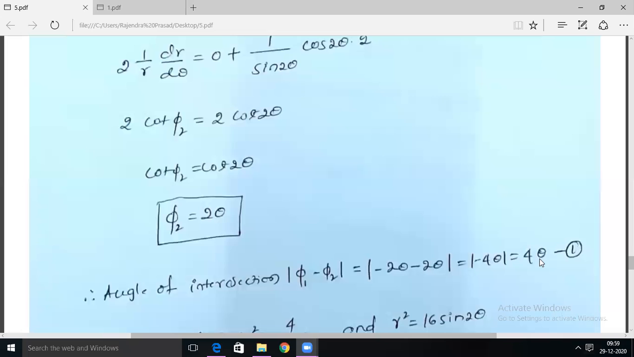Because we have to cancel the theta from the phi 2 minus phi 1 angle of intersection. Right. Angle of intersection will contain theta. Suppose angle of intersection contains theta, we have to eliminate theta by using the given pairs of equations. Working procedure was explained clearly.